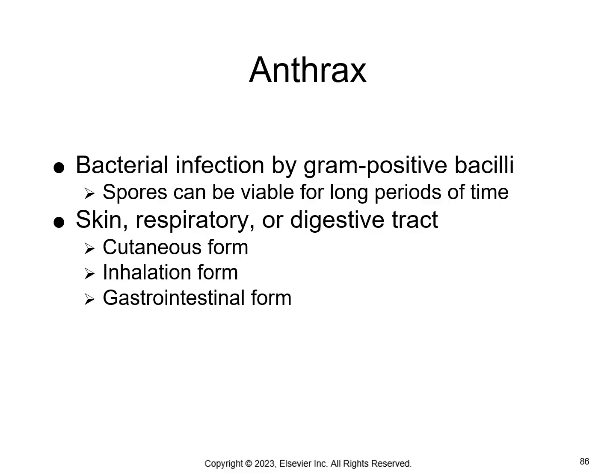Next is anthrax. This is a bacterial infection caused by gram-positive bacilli. These spores can be viable for a long period of time. It can affect your skin, your respiratory, or your digestive tract. Anthrax is a bacterial infection of either the skin, the respiratory tract, or the GI tract. It can happen in people and in cows. It also could be used for biological warfare.